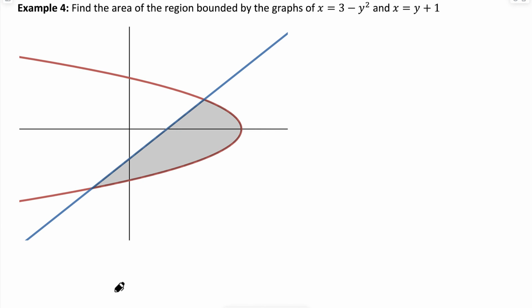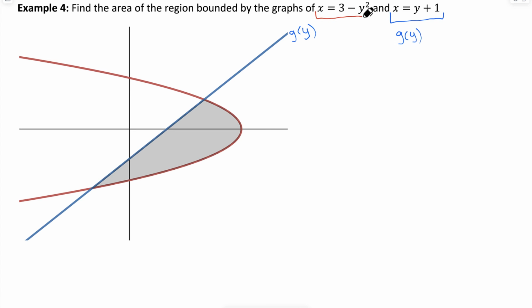Example 4, we're going to do a little bit differently. It says to find the area of the region bounded by the graphs of x equals 3 minus y squared and x equals y plus 1. So notice these are both functions of y. X equals y plus 1, well, that's the linear function. So that's the one in blue. It's a function of y. So I'll call that one g at y. And that's in blue, so here's g at y.